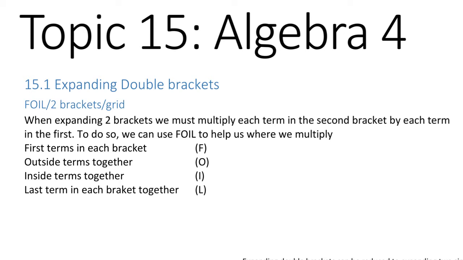For FOIL, when we're expanding two brackets, we multiply the first two terms in each bracket. So if we have x plus 7 and x plus 3, the first terms are the x and the x. So the first term of the first bracket with the first term of the second bracket. Then we multiply the outside terms together, and the outside ones are the x and the 3 because they're on the outside.